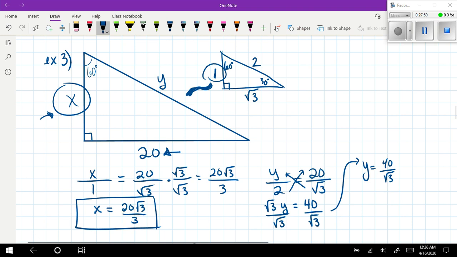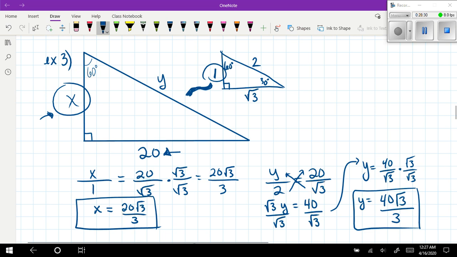Well, I can't leave that root 3 there, so I need to multiply by root 3 over root 3, and this is going to give me a y value of 40 root 3 divided by 3, and that is the answer to that problem. Alrighty. Okay. Well, I guess we could talk this out a little bit more intuitively. However, this gets the job done to go ahead and write your proportions.